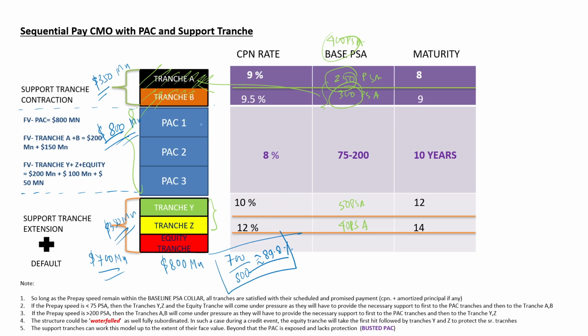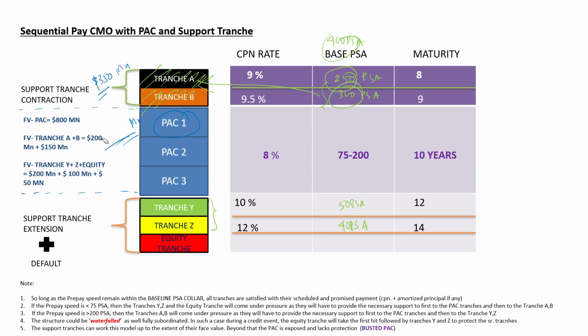So it's very unlikely the PAC one, even under extreme circumstance, would ever be exposed to any sort of risk whatsoever because of the deep level of protection being there. All right. Now, this risk protection does not come free of cost. The support tranches enjoy a higher yield, typically much higher than what the PAC collar would be entitled to. And that is but natural.